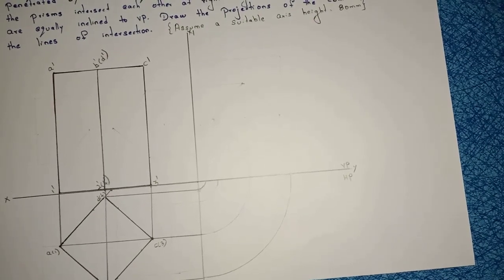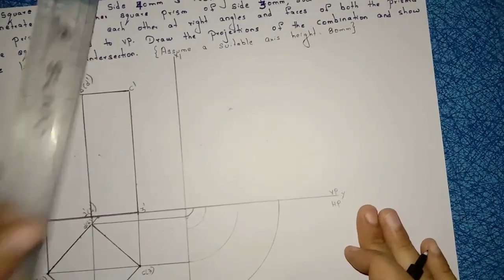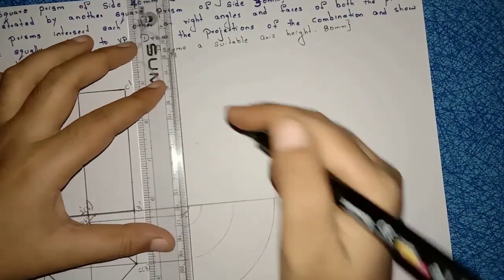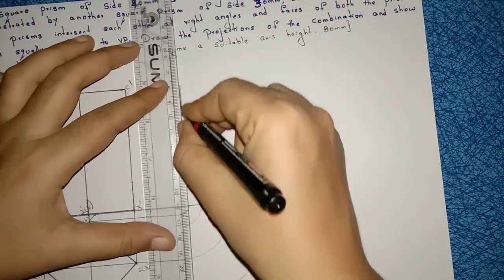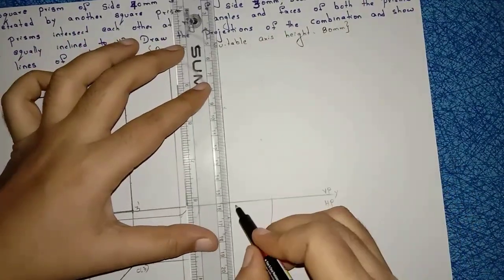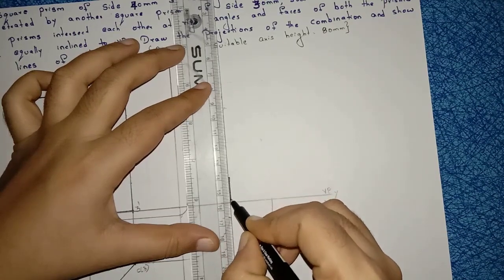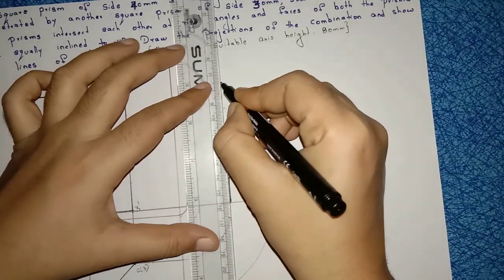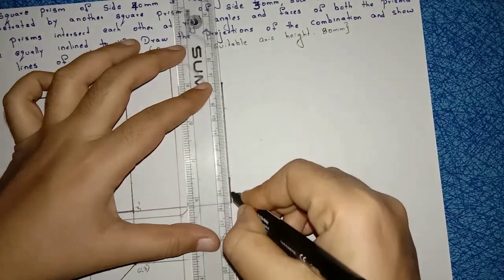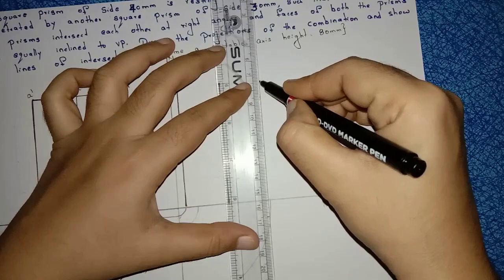Right? So now from every point we have to take the axis height of 80 mm here. So from every point take the axis height 80 mm here, and again here 80 mm, and again here 80 mm.